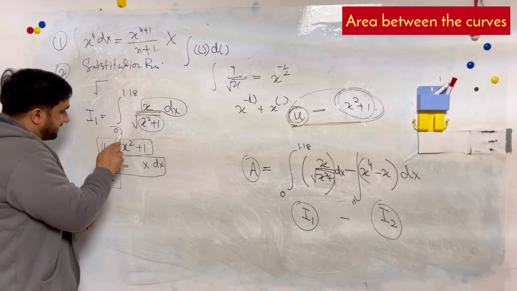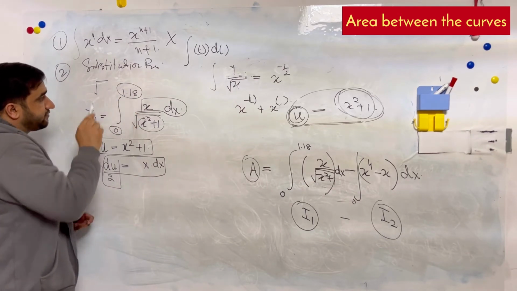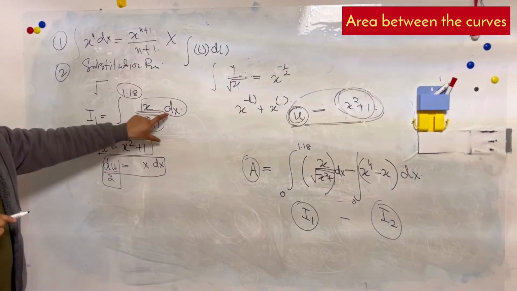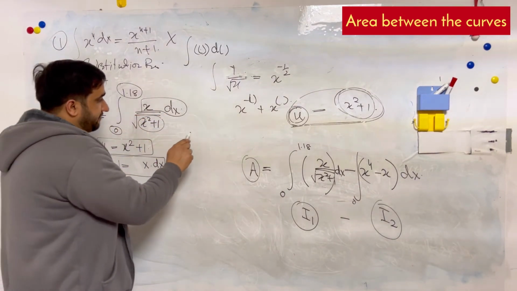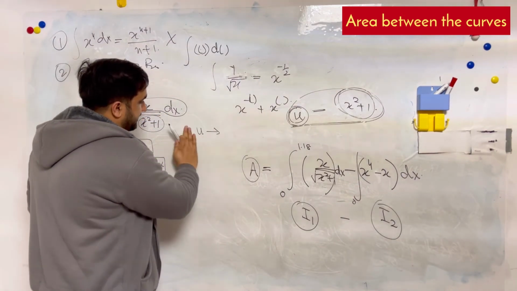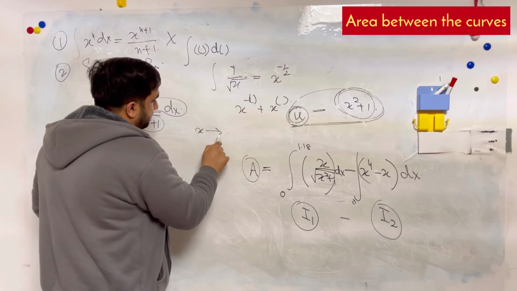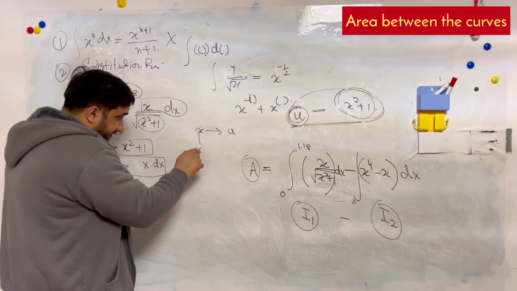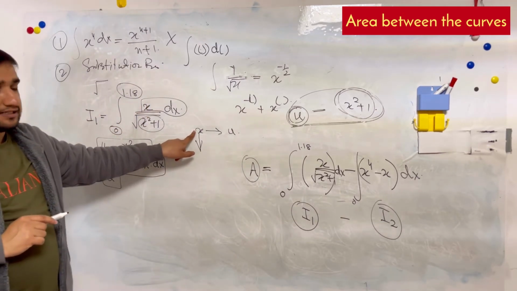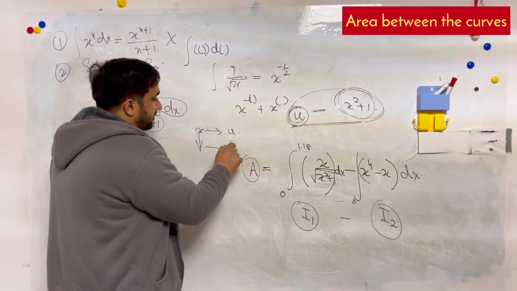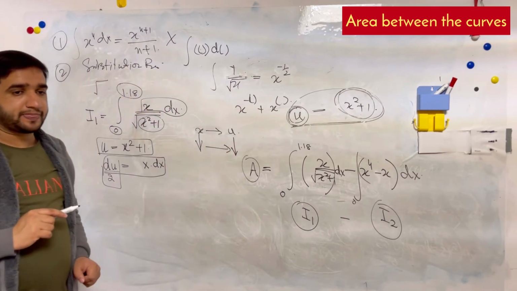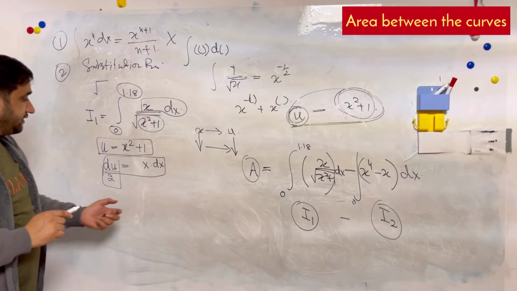Then these limits were fixed for the variable x. When you are shifting the variable from x to u, whatever is associated with x, you have to shift to be associated with u. And how to shift? Use this equation.